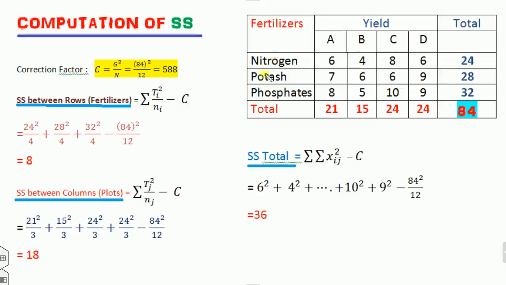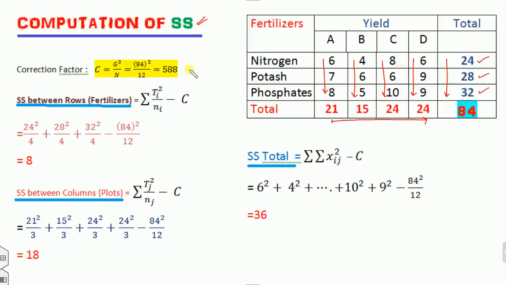So look at that. This is my initial observation. To compute the SS, firstly calculate the sums. 6 plus 4 plus 8 plus 6 is 24, then 28, then 32. Similarly for the column wise, 6 plus 7 plus 8 is 21, then 15, then 24, then 24. You can sum either on this side or through this side, and both must contain the same number. If there is a difference between them, you have to check your calculation. It means something is wrong in it.